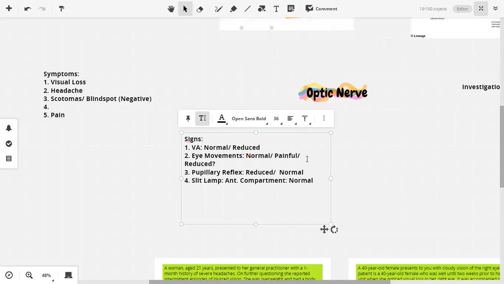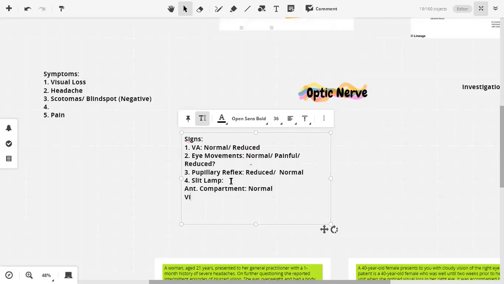Because the pathology is nowhere near, the anatomy is nowhere near. So unless it's another disease causing a lesion of the optic nerve, a primary lesion of the optic nerve is unlikely to affect the anterior compartment because they don't share the anatomy. It's simple. We have the anterior compartment.